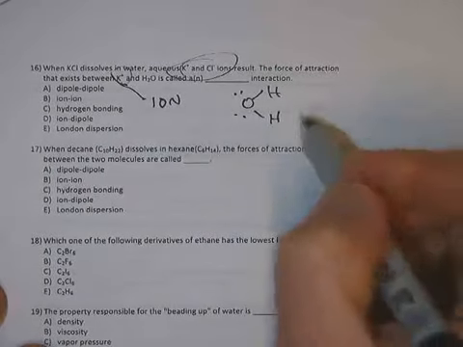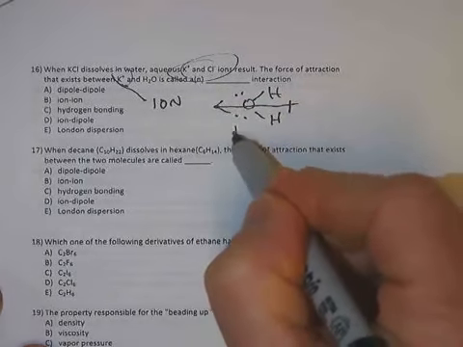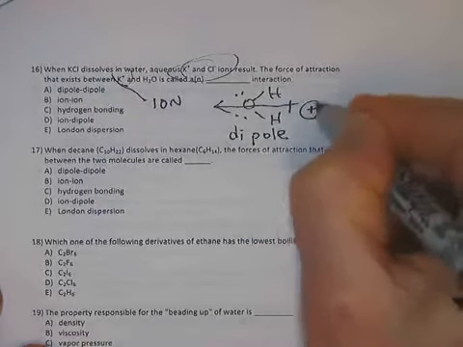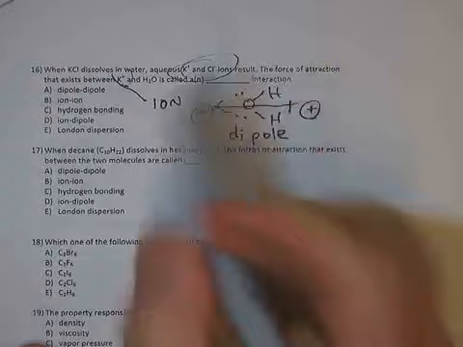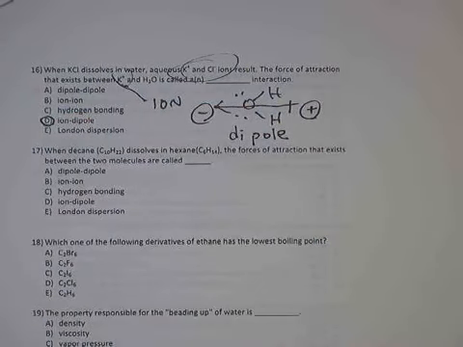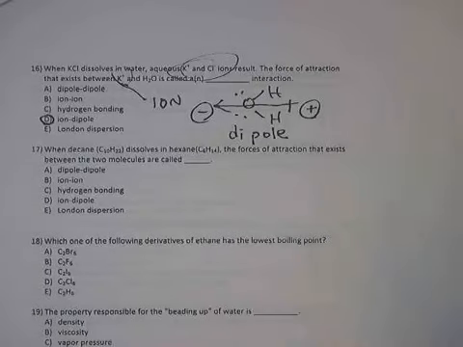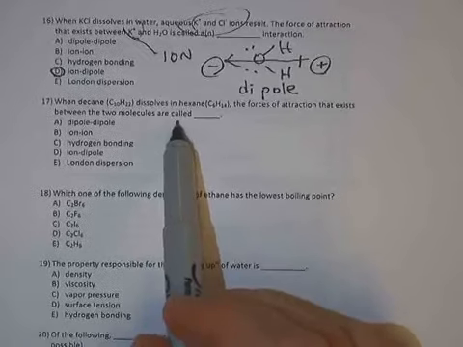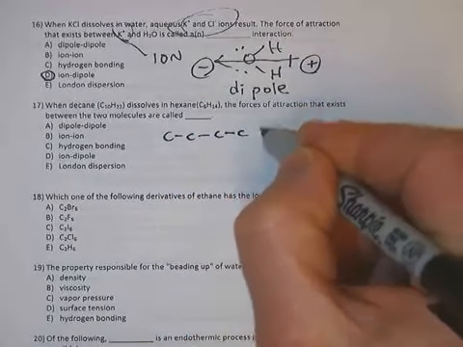Number 16, when KCl dissolves in water, it gives you these 2 ions right here. Notice it has a plus and a minus. The force of attraction that exists between K plus and H2O. So this is an ion. And then H2O looks like this and has a special attraction for electrons in this direction, and they give it a fancy name. They call this a dipole because it has 2 poles, a positive pole right here and a negative pole right here. And so it's called an ion to dipole attraction, letter D.